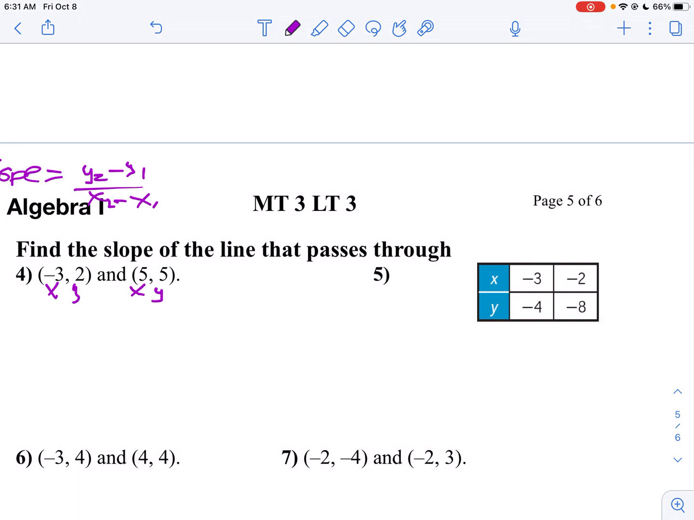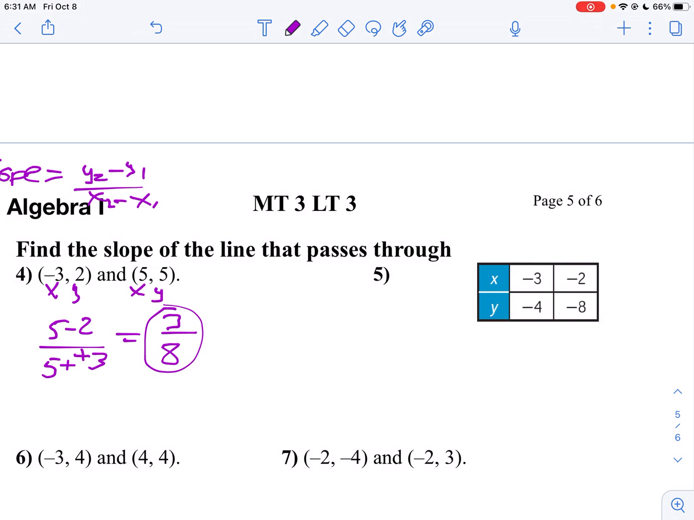So we're going to say 5 minus 2 all over 5 minus a negative 3. Remember, when you subtract a negative, it's positive. Don't forget the negative. Don't just write 5 minus 3. It's 5 minus a negative 3. So 5 minus 2 is 3, 5 plus 3 is 8, and there's your answer.